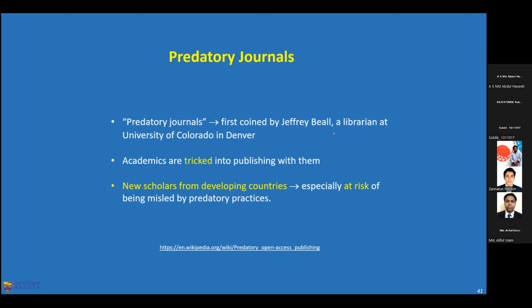Jeffrey Beall is a librarian at the University of Colorado in Denver. He first coined this word, predatory journal. So they are there to eat you, to take things out of you. And they will trick you in many ways. Once you publish or present anything, it is all captured digitally on the internet. They will gather all the information and start writing to you through email, which obviously doesn't cost them, asking you to publish in their journal.